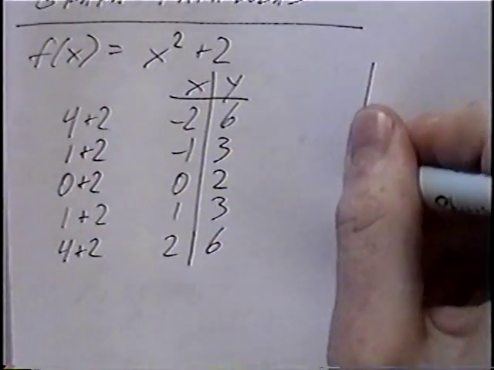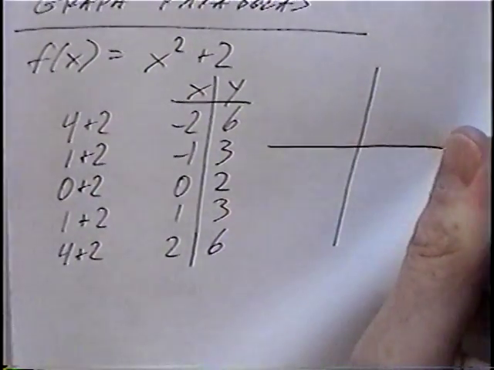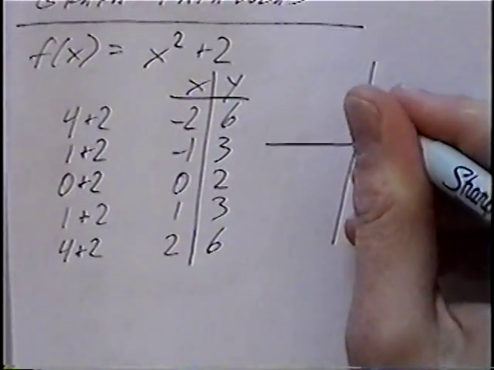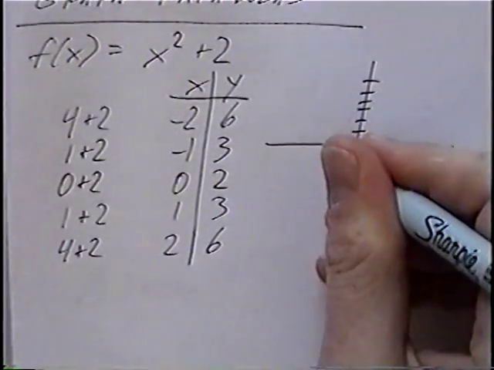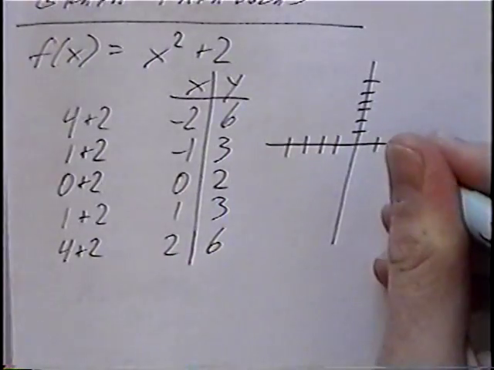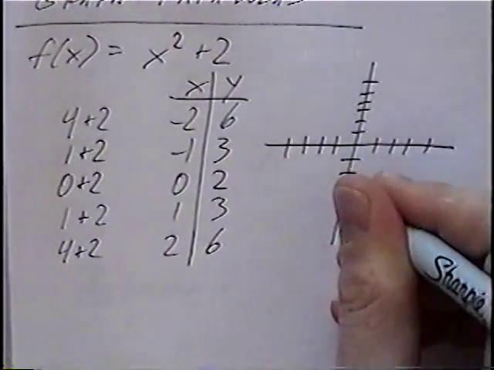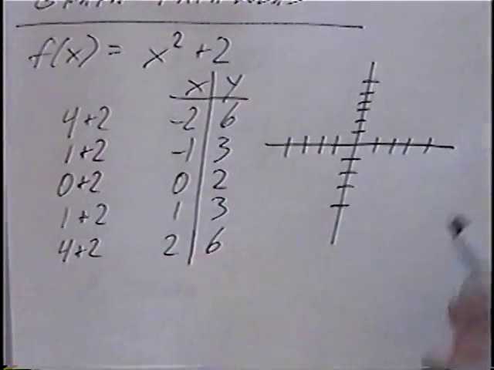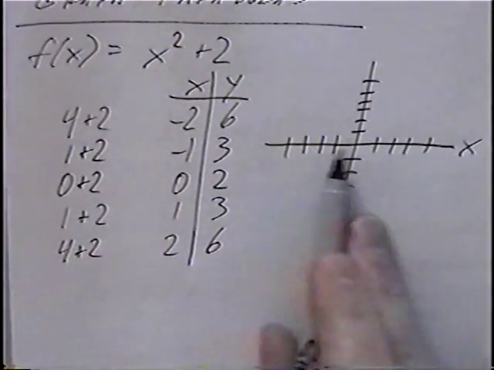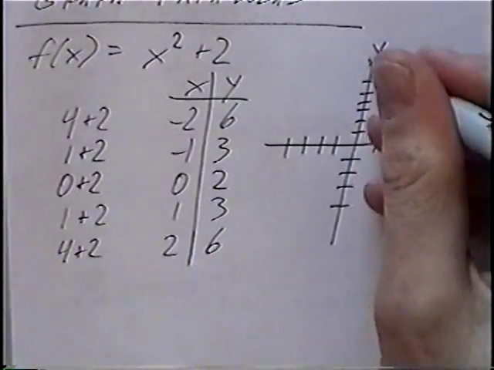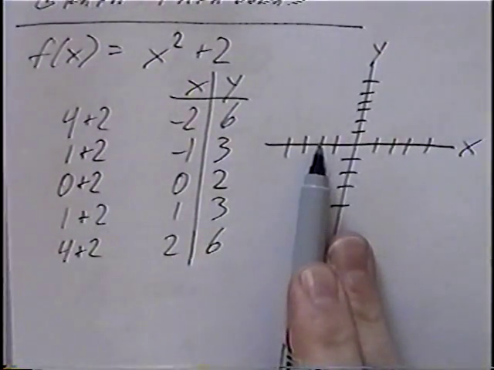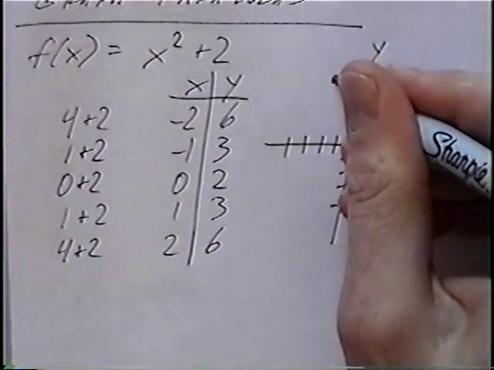Graphing these points to make a parabola shape. We have 6 on the y-axis, we'll go up to 6, and a couple spots on the x-axis. First point, -2 and 6. Again, the x-axis goes left to right, and the y-axis goes up and down. So -2, 6 would be to the left for -2, and then up to +6.